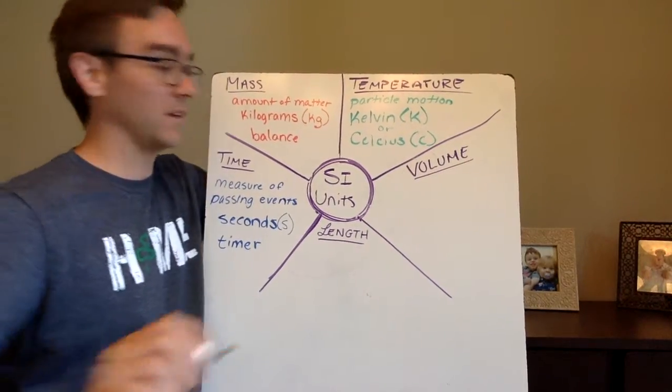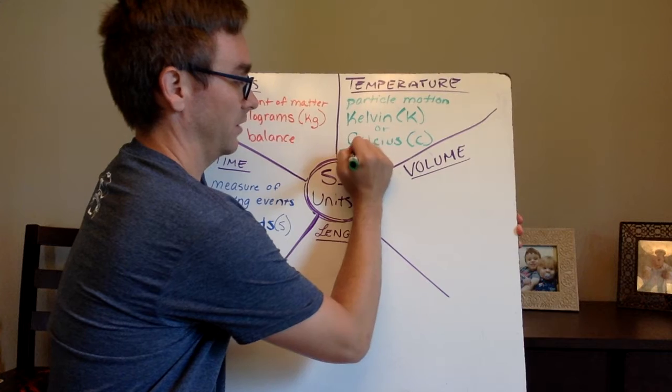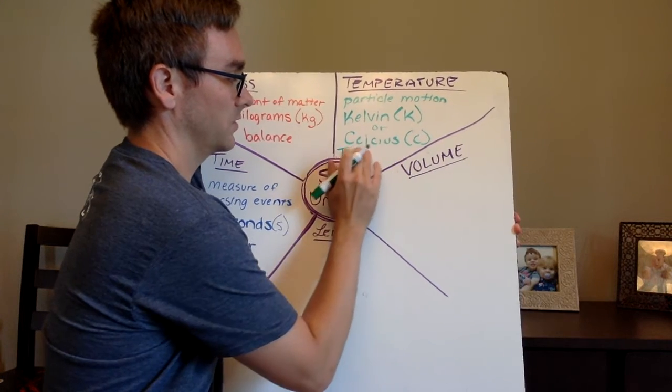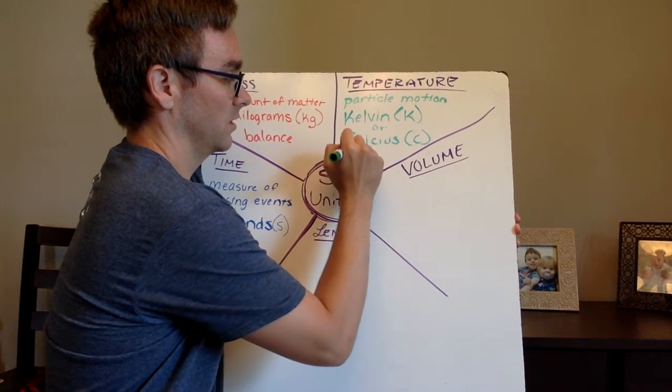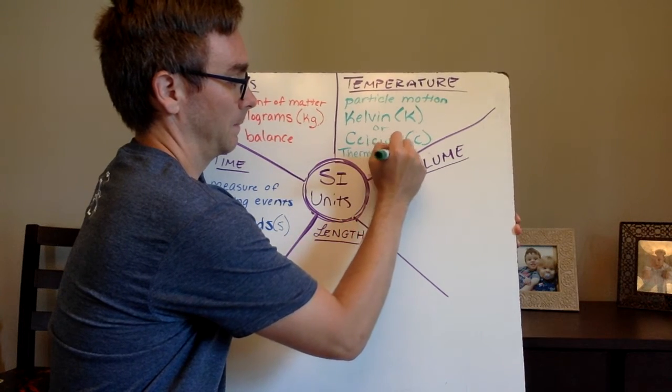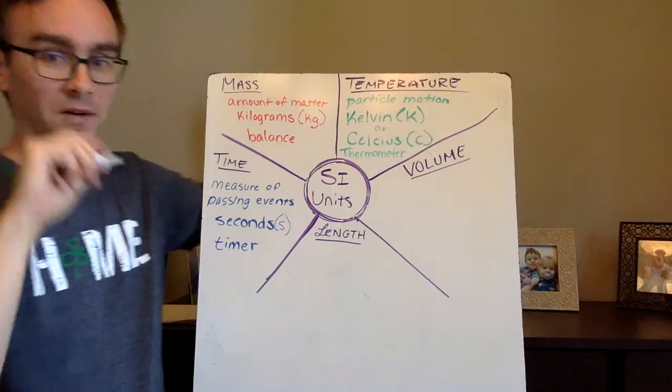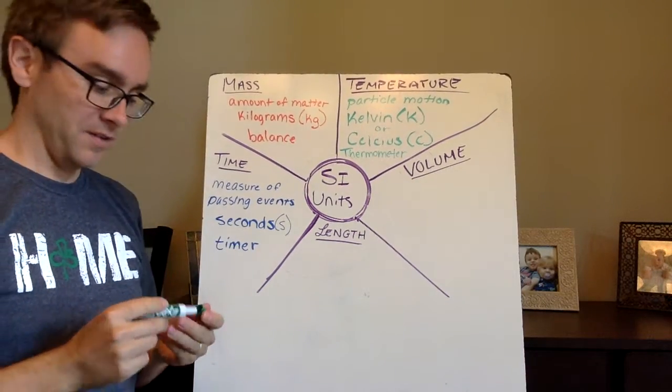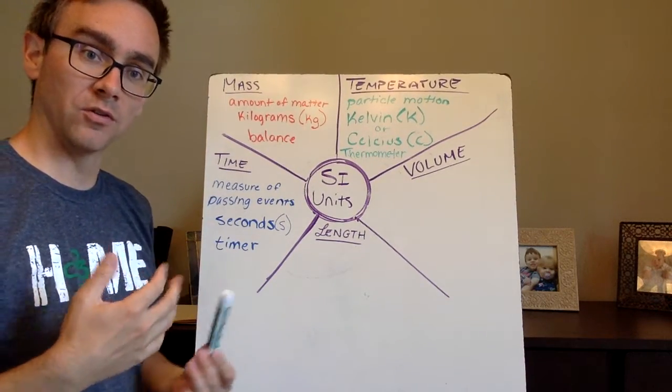And the tool we use for that is one that we're all, or should all, be pretty familiar with. Sorry, I'm running out of space here. Let's write just temperature. This is a thermometer. All right. Classic thermometer. That basically is going to measure how much the particle motion.